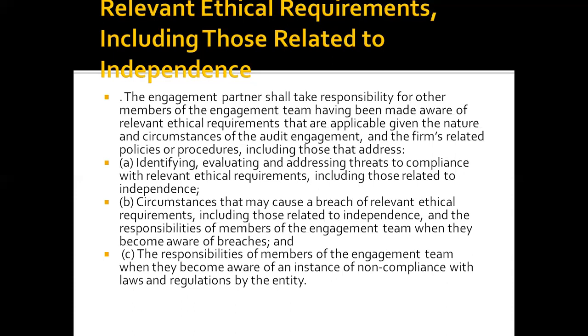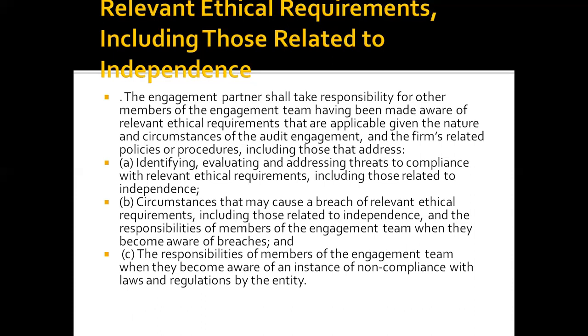Then the engagement partner shall take responsibility for other members of the engagement team having been made aware of relevant ethical requirements that are applicable given the nature and circumstances of the audit engagement and the firm's related policies or procedures, including those that address identifying, evaluating, and addressing threats to compliance with relevant ethical requirements, including those related to independence. This is a very interesting topic. All right, threats to independence.